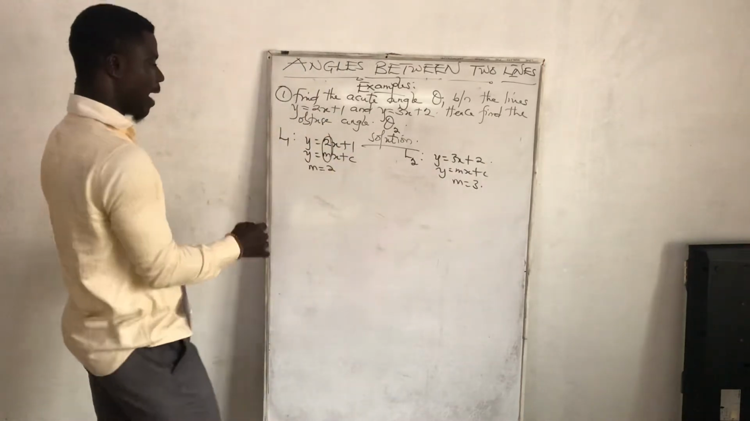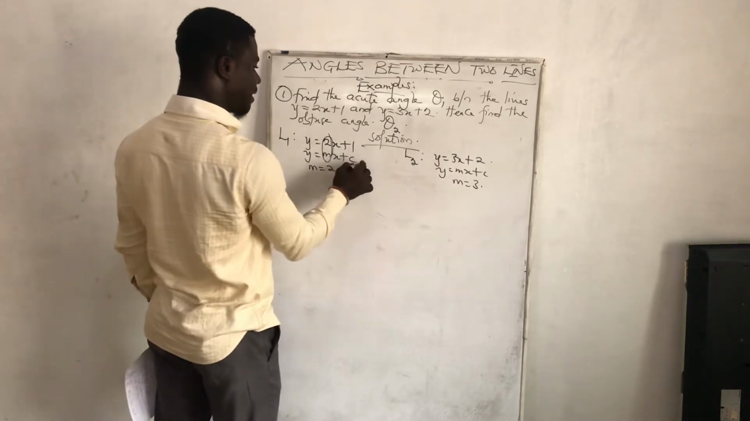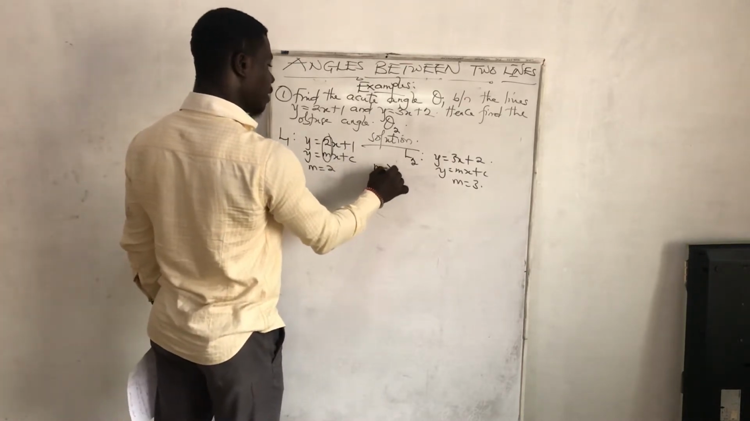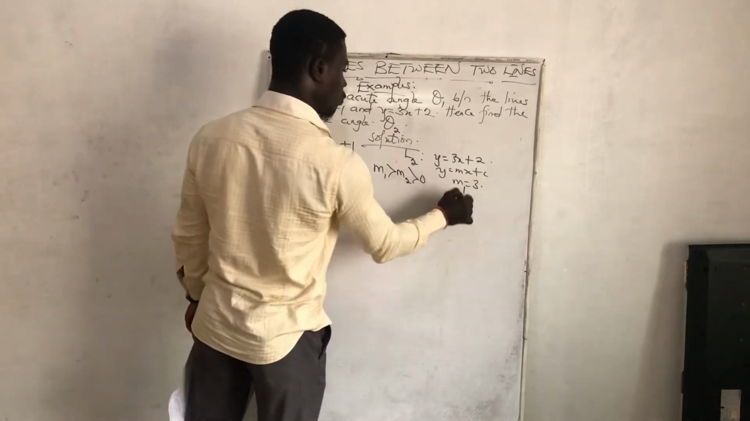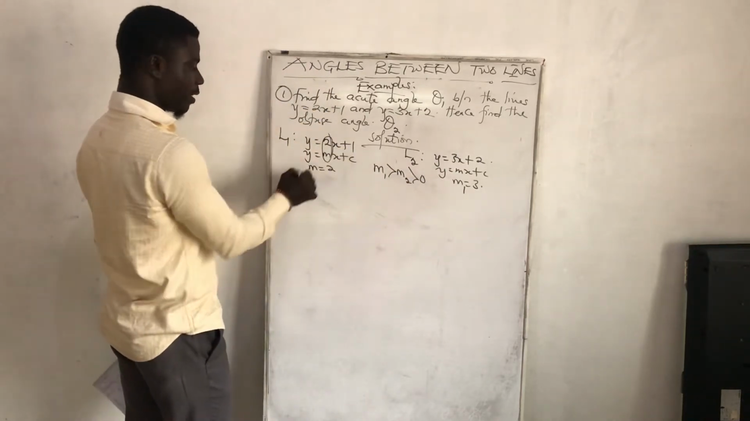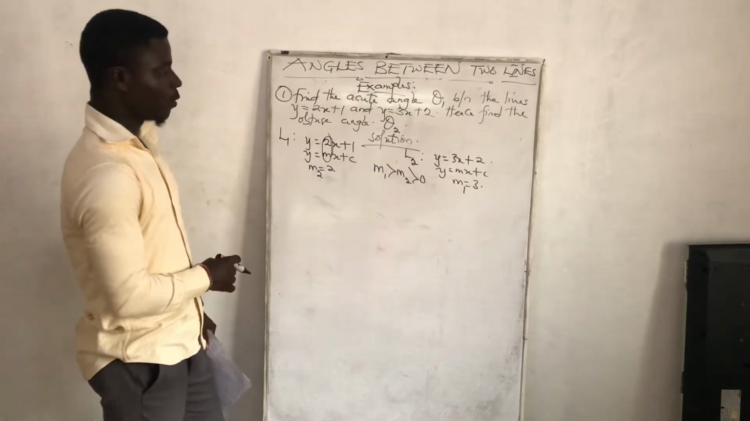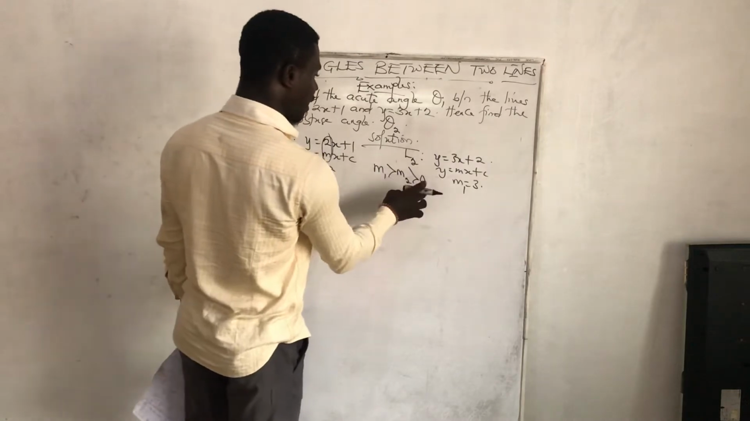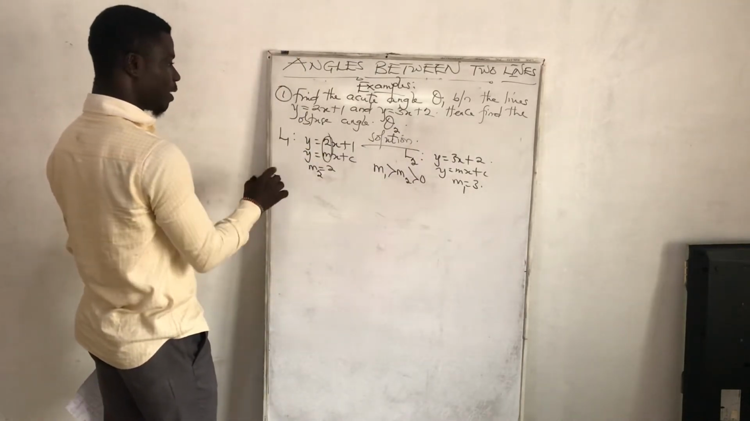Right. So now I'll take my M1 because I stated that my M1 should be greater than M2, should be greater than 0. So this should be my M1, that is 3, then my M2 should be 2. So my M1 is greater than my M2. Then I'll proceed. I'm finding the acute angle here.